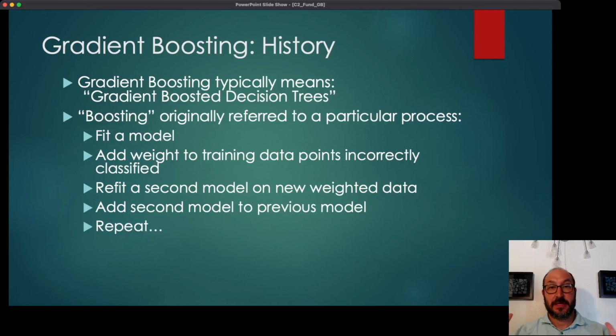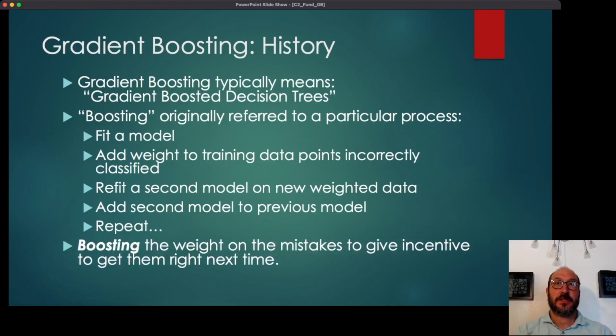So you would then look at your new model and say, what did this model get wrong? Let me boost the weights of those. So you came from the idea that you're boosting the weight on the mistakes to give incentive to get them right the next time. The idea was eventually, hopefully, you could get everything right if you keep making it increasingly more of a penalty for getting particular points wrong.